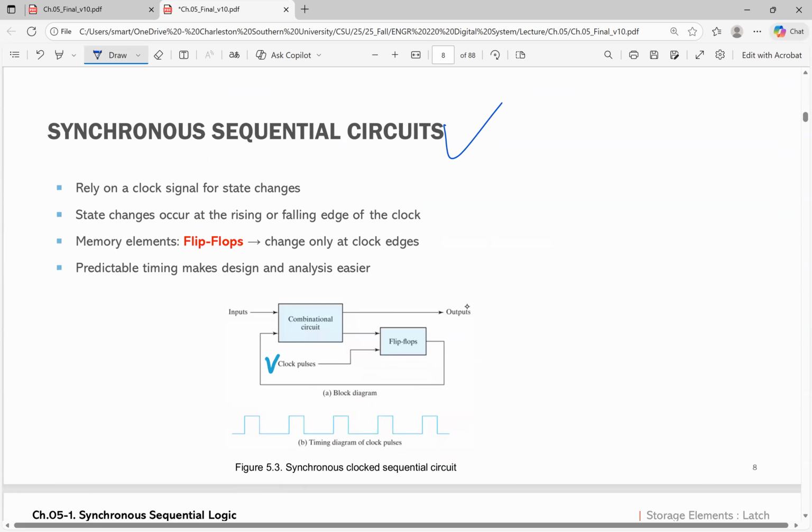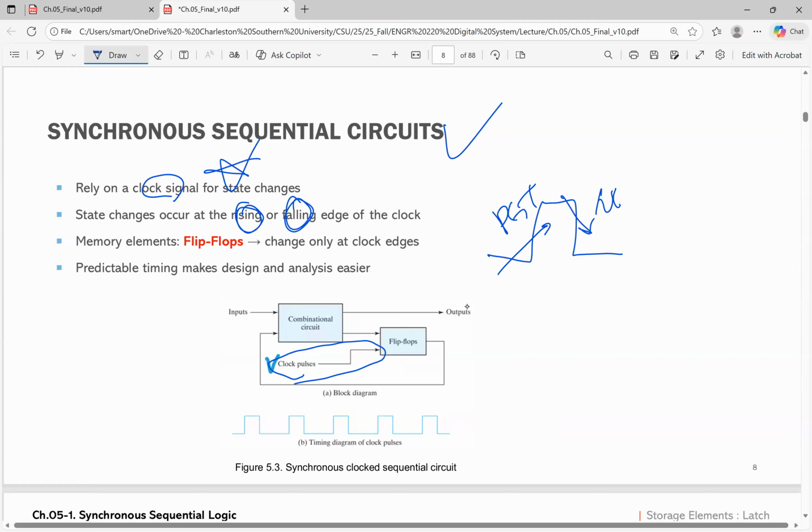Now the synchronous sequential circuit is for the clock pulse as well. The input here relies on the clock signal. This is the most important thing for the flip-flop: the state change can occur at the rising or falling edge. This is the rising edge, the PGT, and this is the falling edge, the NGT. So if you want to explain a synchronous sequential circuit, you have to mention the clock signal, PGT or NGT.